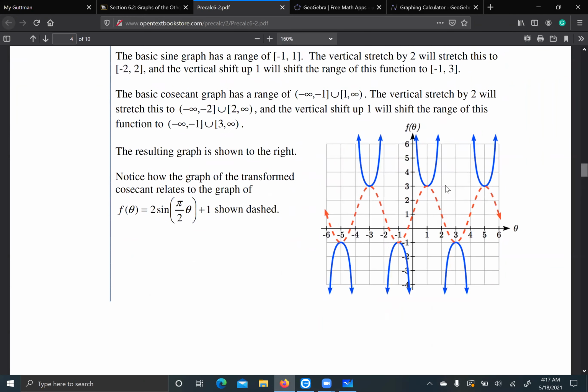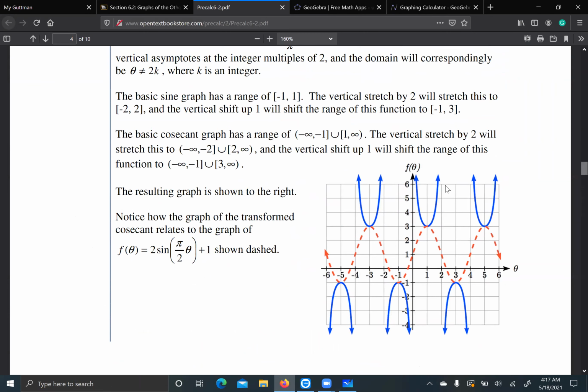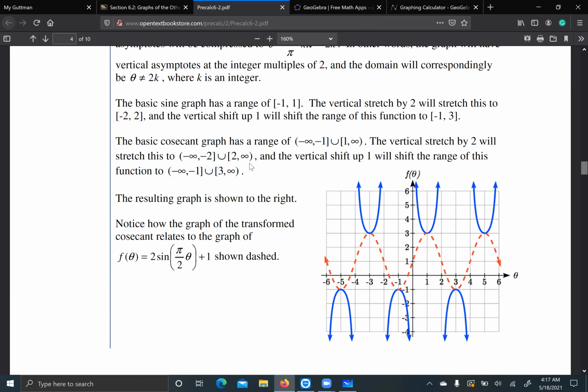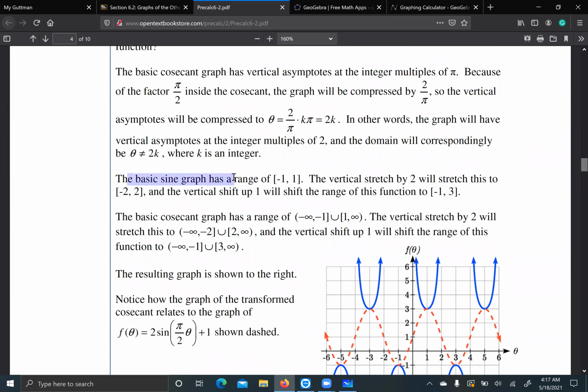Did I say it correctly? Let me see. The vertical stretch of 2. Let me see. The basic sine graph has a range of -1 to 1. The vertical stretch by 2 gives us -2 and 2. Oh, I didn't incorporate this. I see. And the vertical shift up 1 unit is -1 and 3. That's what I saw.